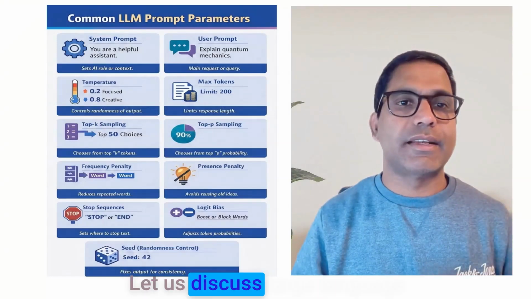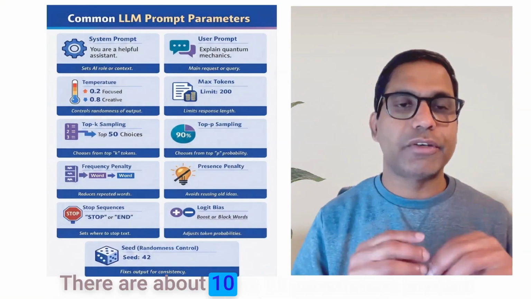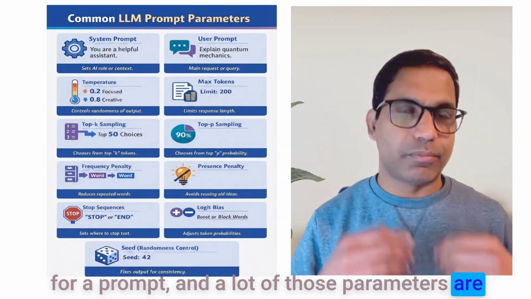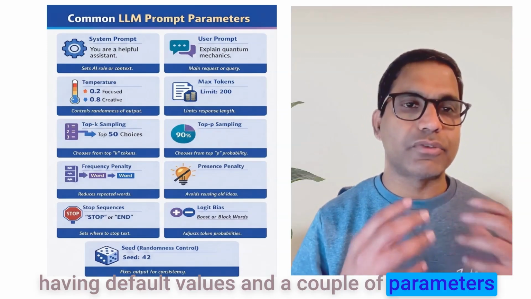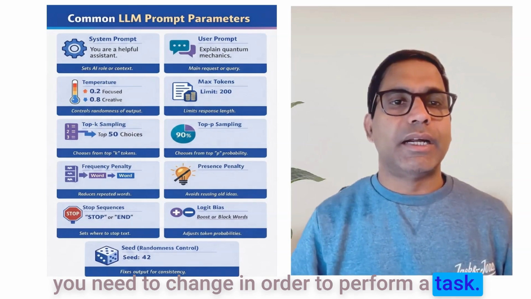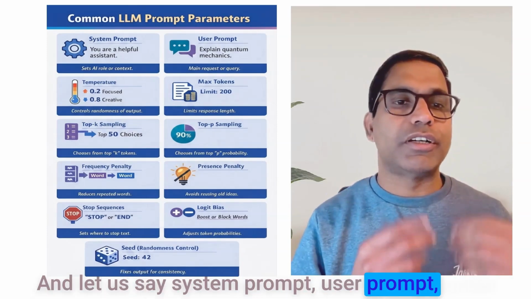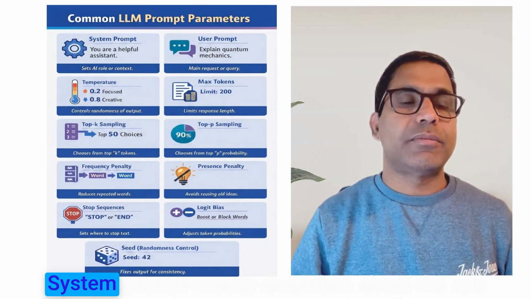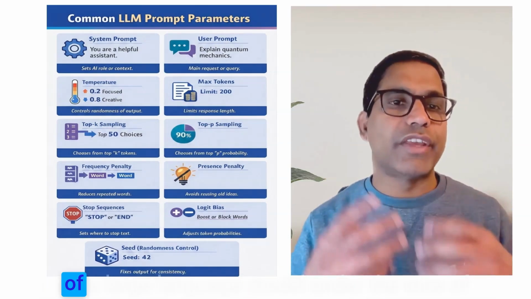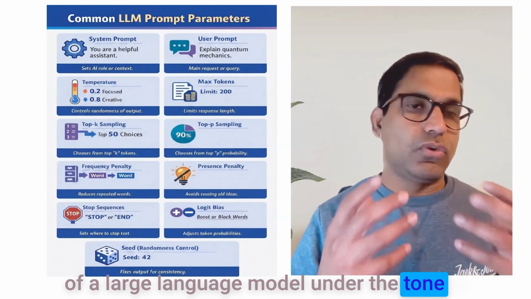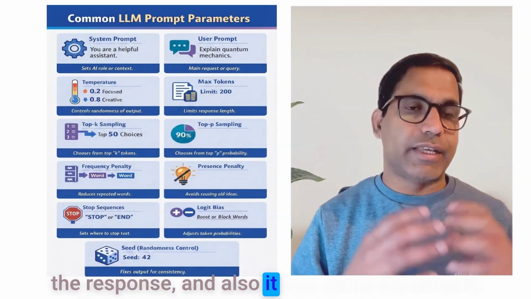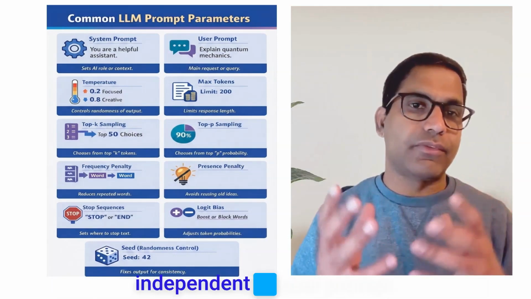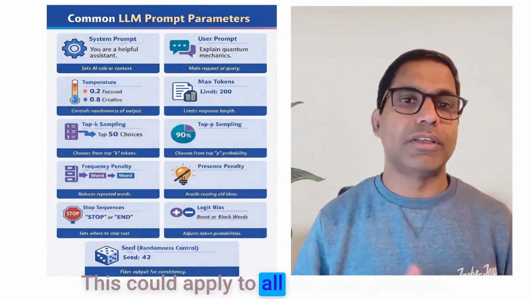Thank you. Let us discuss large language model prompt parameters. There are about 10 to 11 parameters present for a prompt, and a lot of those parameters have default values, and a couple of parameters you need to change in order to perform a task. Let us say system prompt, user prompt, and temperature are the most common parameters you change in order to perform a task. The system prompt mostly describes the role of a large language model and the tone of the response, and it also has some constraints that can be applicable to all the user prompts. The system prompt is independent of the user prompt. This could apply to all the user prompts.